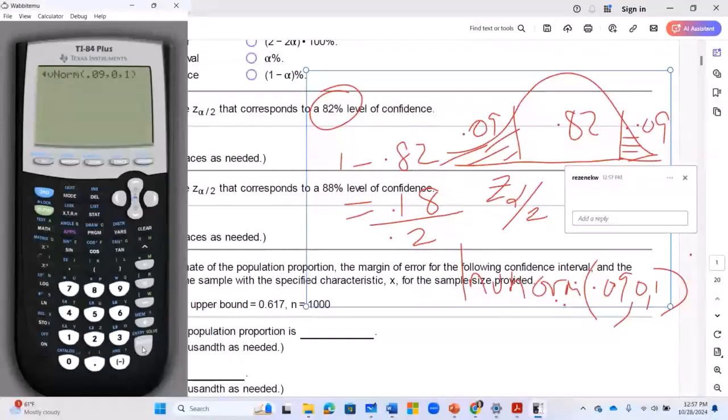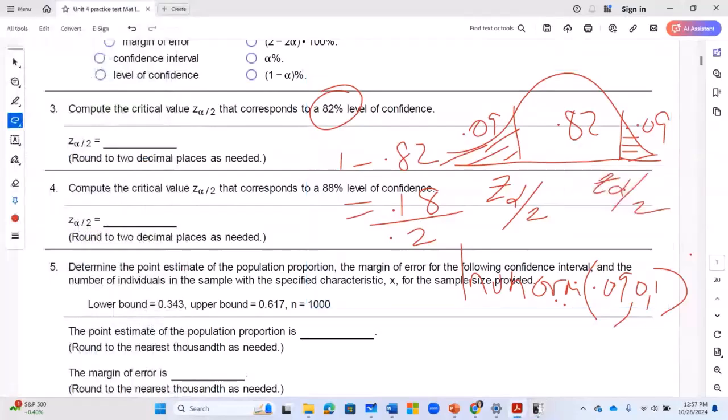What is the Z value corresponding to the 9th percentile? That Z value is negative 1.34 to 2 decimal places. Because the normal curve is symmetrical, the Z value to the right is 1.34. The normal curve is symmetrical, so all you need to find is 1. So we did number 3.